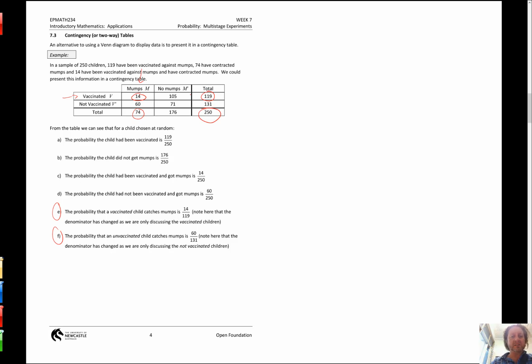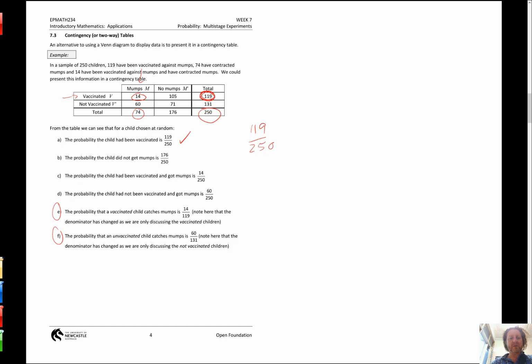From the table we can see that for a child chosen at random, the probability the child had been vaccinated is 119 on 250. Because it's not conditional, the question would be, what's the probability of choosing a child that had been vaccinated? Well, there are 250 children. There are vaccinated people who had mumps and vaccinated people who didn't get mumps. Don't care. I just want to know the total that were vaccinated. That's why we've got 119 on 250.